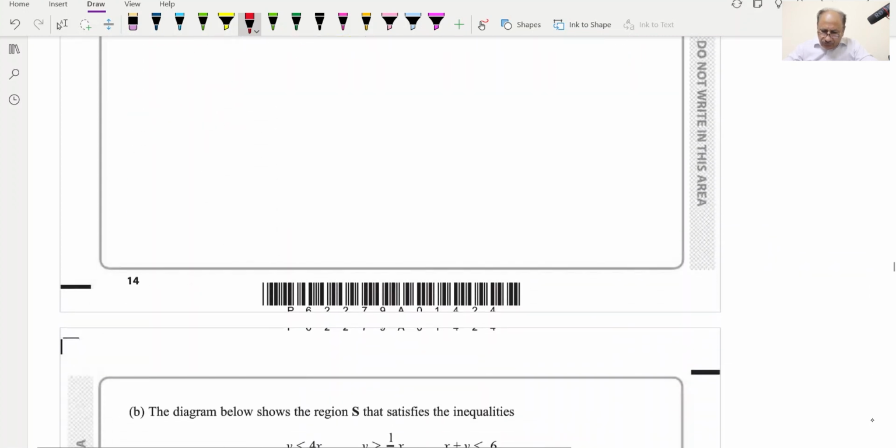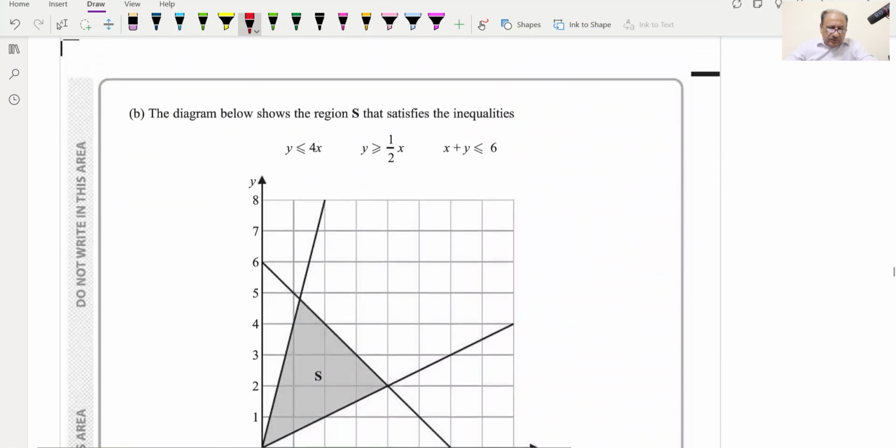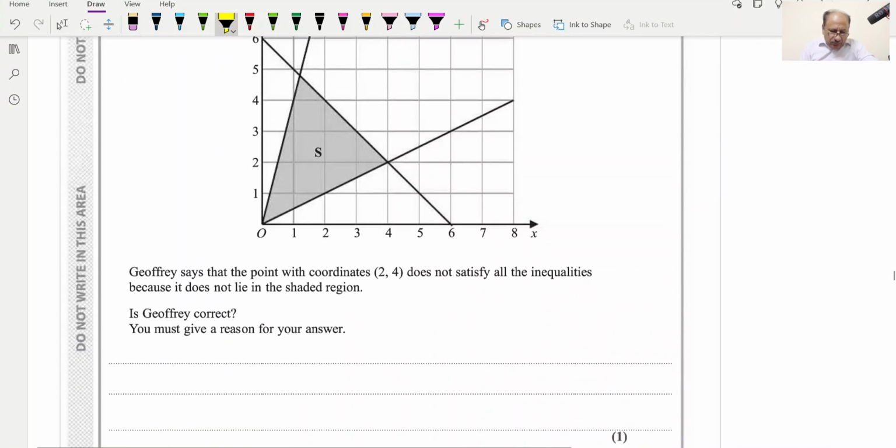This is a 4-mark question which we are done. And now they are saying the B part: the diagram below shows the region S that satisfies these 3 inequalities. And this is S. Jeffrey says that the point with coordinates 2 and 4, which will be this point over here on the line, does not satisfy all the inequalities because it does not lie in the shaded region. Is he correct? You must give a reason for this.